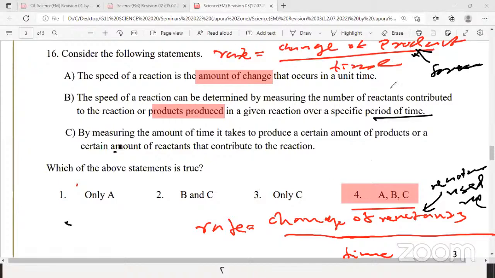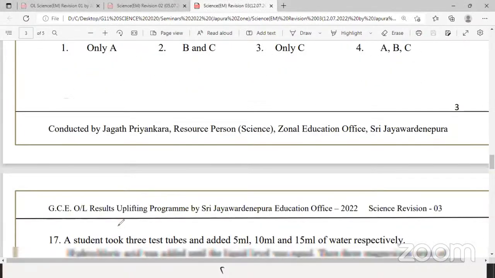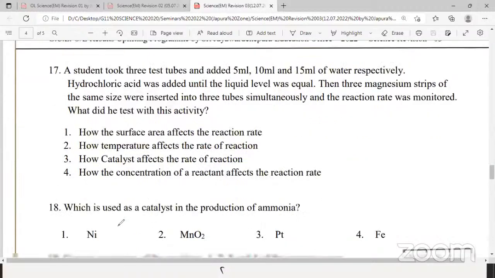Okay, question number 6 is 4. So therefore, the rate matters not only to get marks; industrial rate is very important. Rate can be increased by using a catalyst also.